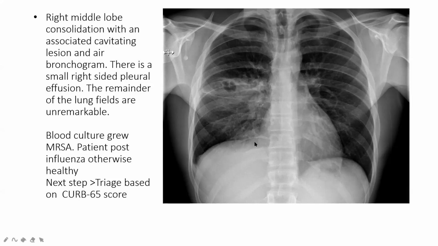Okay, so in this case, this patient actually had MRSA positive pneumonia, which is quite rare, but some young patients with influenza can get that. And what you need to do is get a CURB-65 score and triage the patient based on that. You can either send them home with oral antibiotics, or you can admit them for further review.